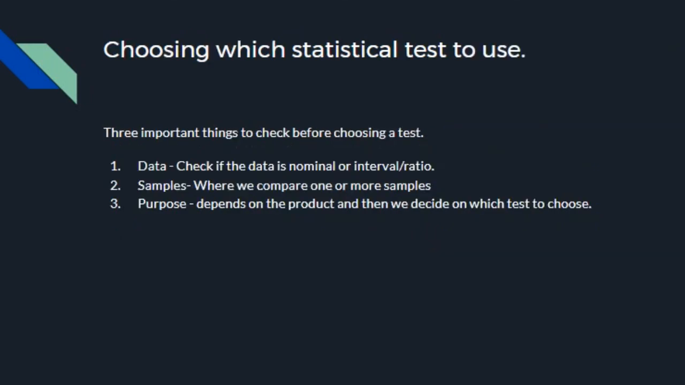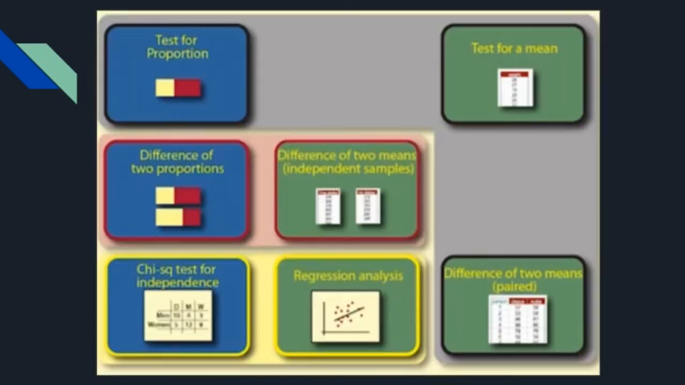So when it comes to choosing which statistical test to use, there are three important things to check before choosing a statistical test. Data. Check if the data is nominal or interval ratio. Nominal data is divided into categorical, qualitative, or non-parametric. Example of each type: categorical, where a set of colors can be divided into their types; qualitative, where some chocolate bars can be divided into defective or not; non-parametric, you can choose your preferred food, whether it's non-veg, veg, or vegan. The tests that involve nominal data are test for proportion, test for a mean, and difference of two means, pair.